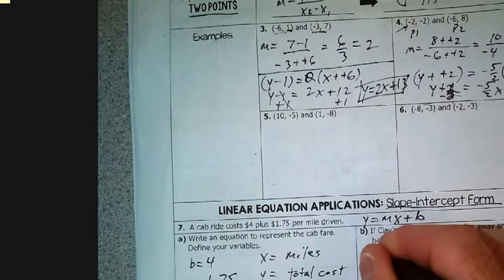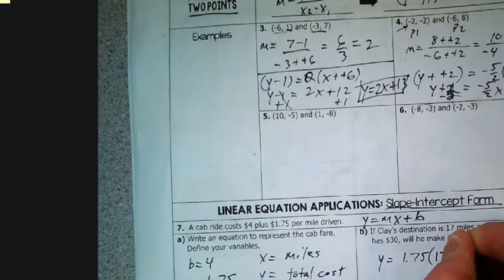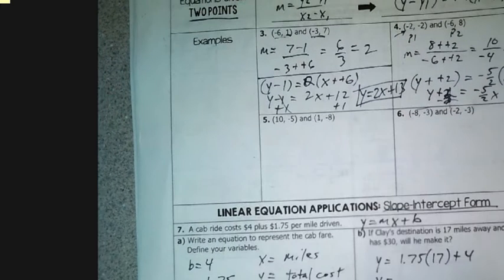If Clay's destination is 17 miles away and he has $30, how will he make it? So how would we do the math here to figure this out? Yes. Y equals 1.75 parentheses 17 plus 4. Very good. So let's figure it out. Y equals 1.75 times 17.